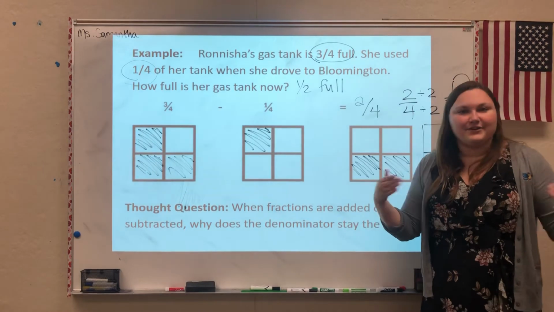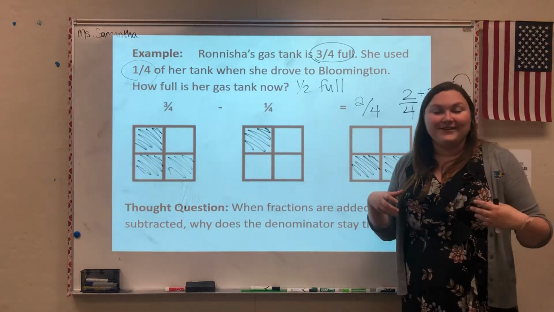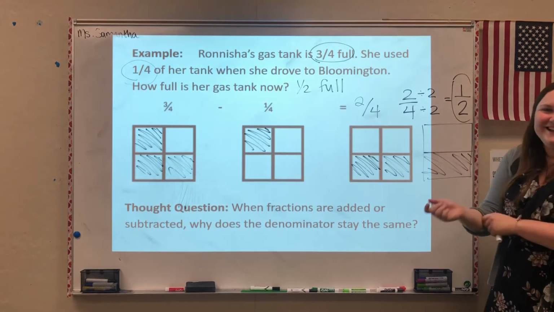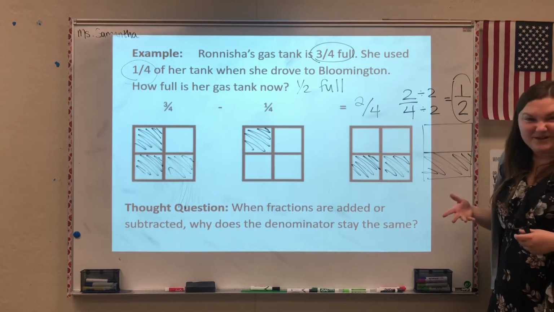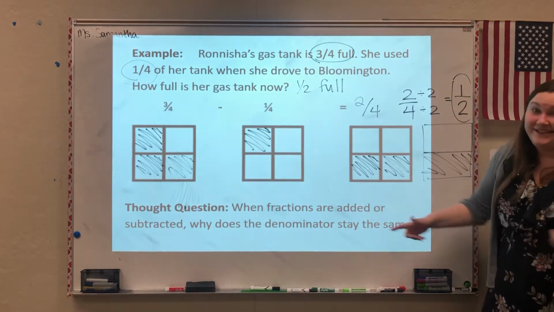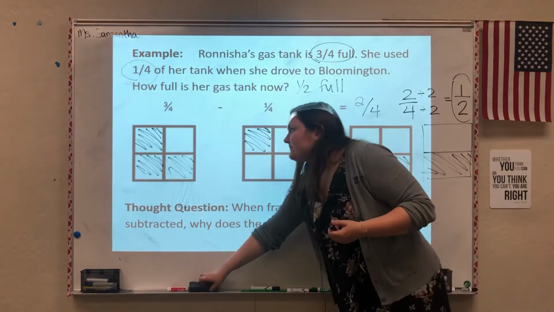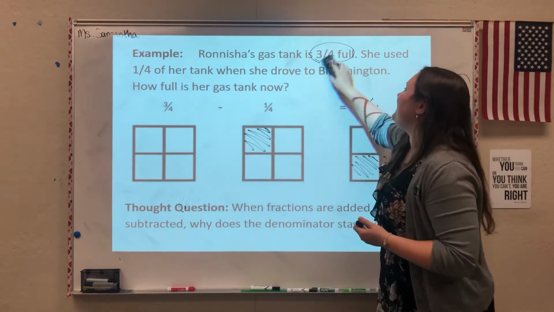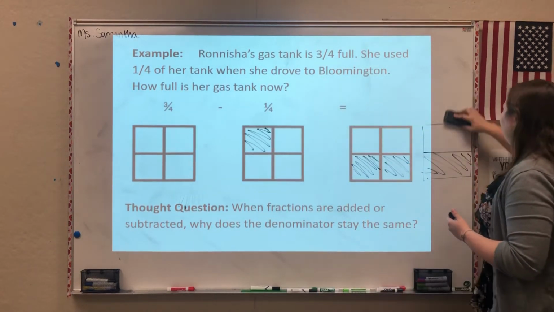Even if you're adding or subtracting parts together, how many total parts are in your shape or whatever it is remains constant. That part's not changing. So that is why the denominator stays the same. These were my 2 examples. I've got some for you to try now.